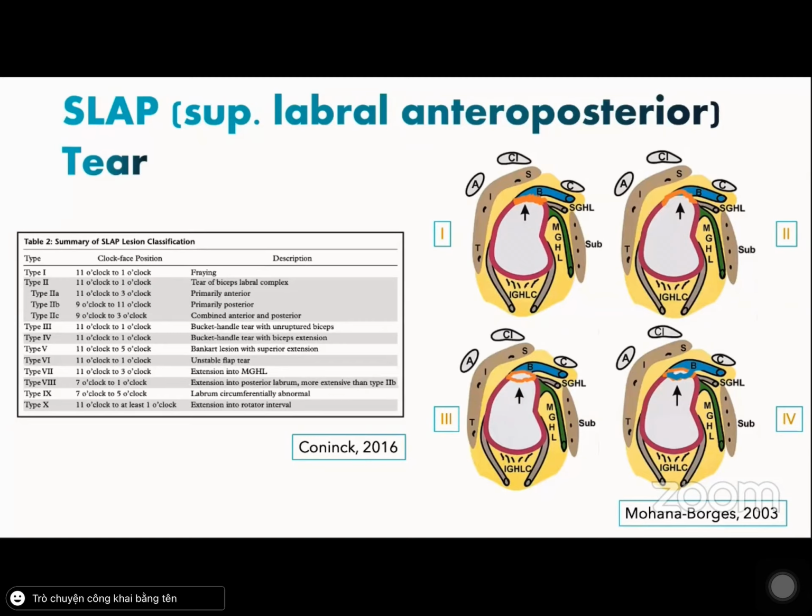As you can see from the table on the left, there are multiple classifications of SLAP lesions. I would say you should only need to be familiar with the first 4 types. Type 1 is a plain old fraying of the superior labrum. Type 2 is a simple tear of the biceps labral complex superiorly. Type 3 is the displaced bucket handle tear. Type 4 is a bucket handle tear as well, but with biceps tendon extension.